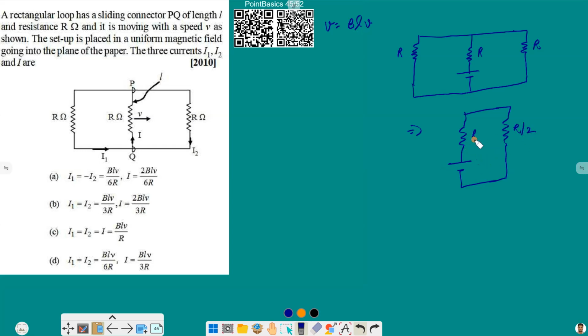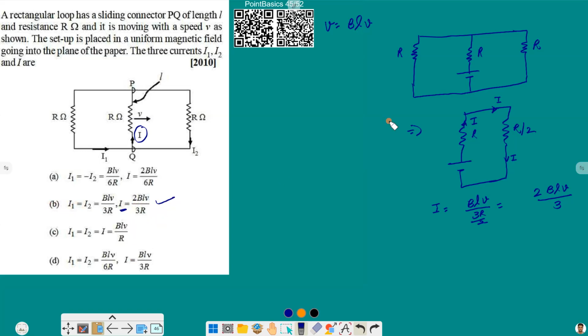Now if there is current I flowing in this arm, there will be the same current I in the other arm too. So the value of I will be E, that is equal to BLV, divided by the total resistance, that is R plus R by 2, that is 3R by 2. So I will be 2BLV by 3R. So here in the options, only option B is matching for I.